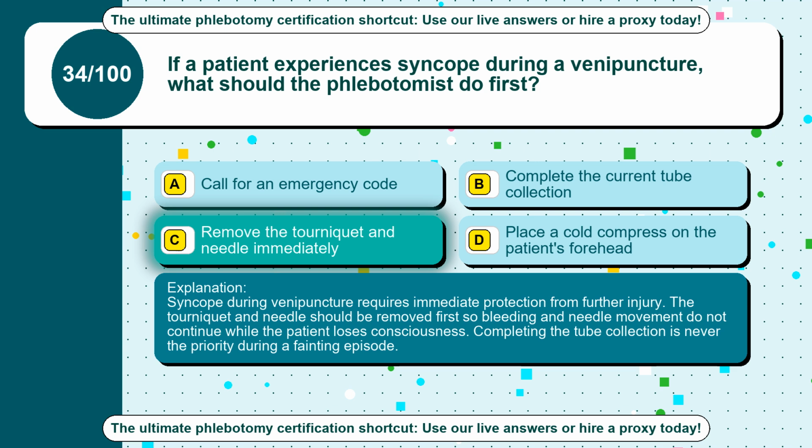Syncope during venipuncture requires immediate protection from further injury. The tourniquet and needle should be removed first so bleeding and needle movement do not continue while the patient loses consciousness. Completing the tube collection is never the priority during a fainting episode.